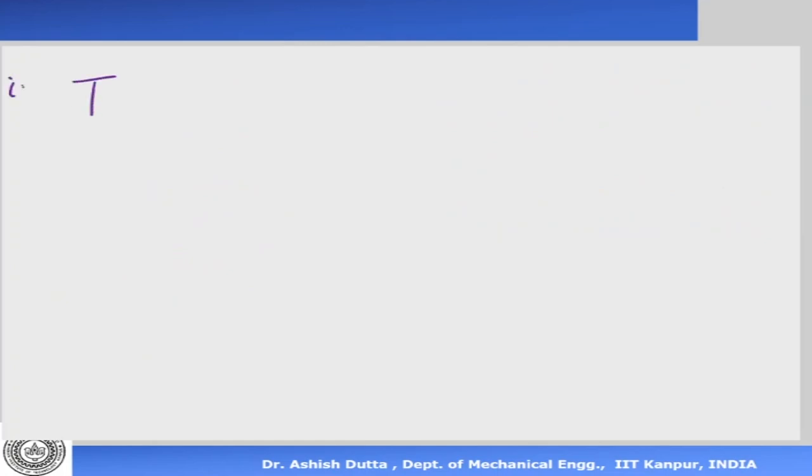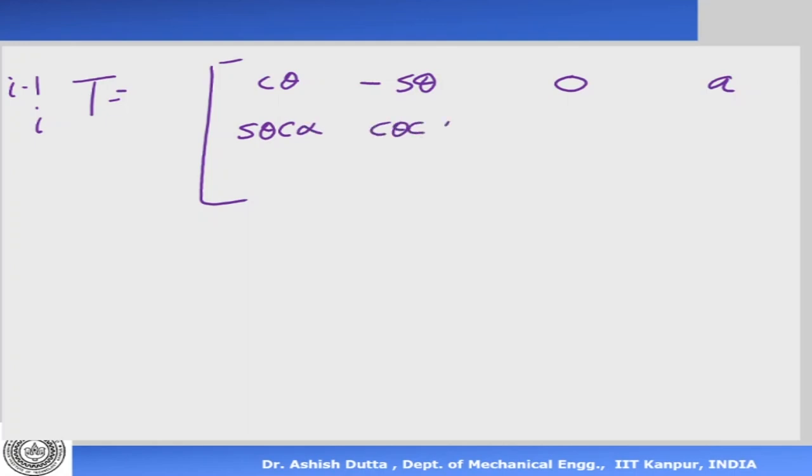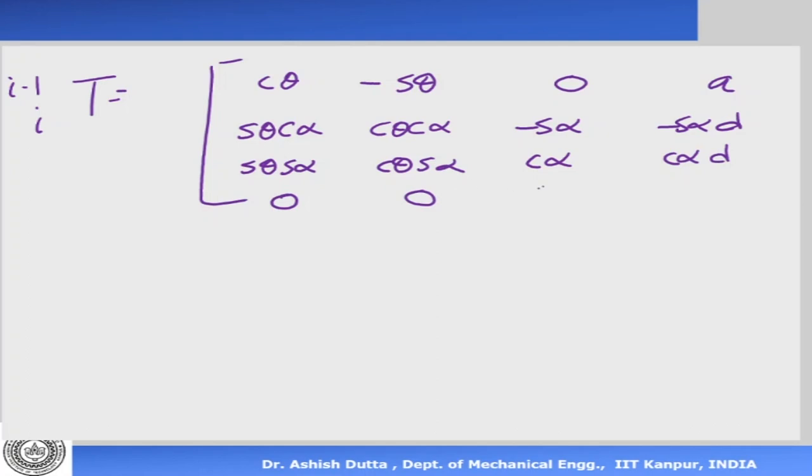So T i minus 1 to i is equal to: cos theta, minus sine theta, 0, a. Then sine theta cos alpha, cos theta cos alpha, minus sine alpha, and minus sine alpha d. The third row is sine theta sine alpha, cos theta sine alpha, cos alpha, cos alpha d, and the last row is 0 0 0 1. Okay, now this basically gives us the relation between the i-th and the (i minus 1)-th frame.